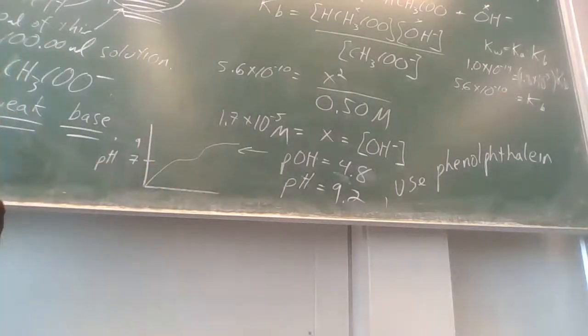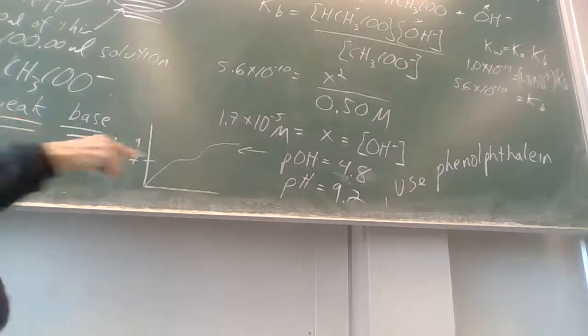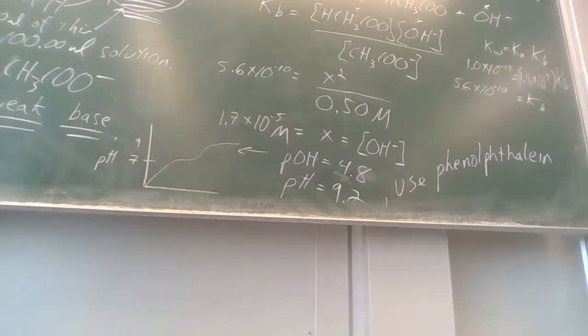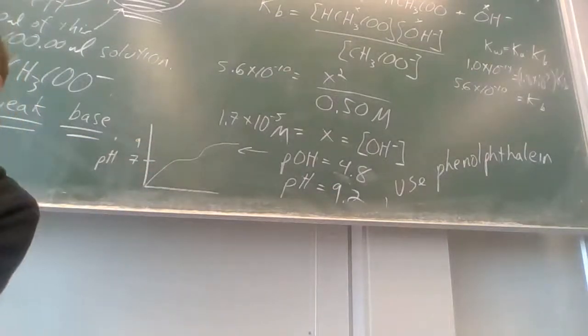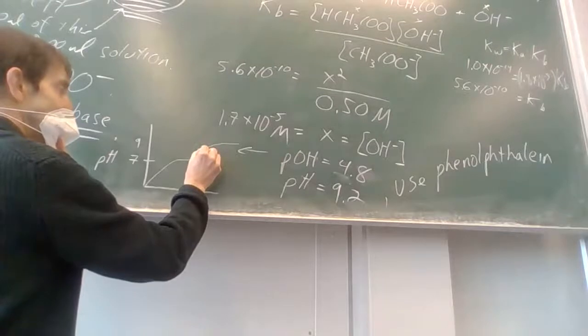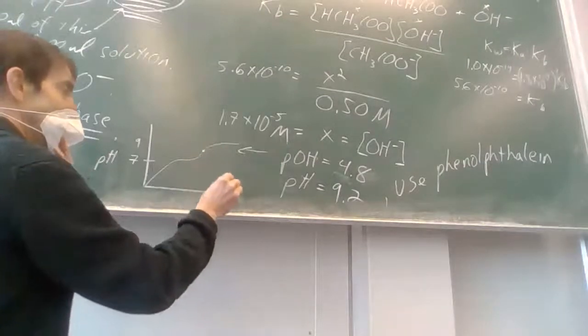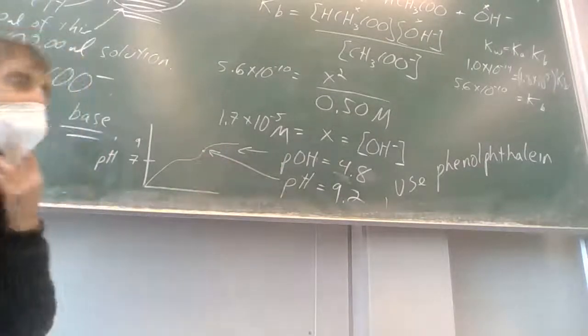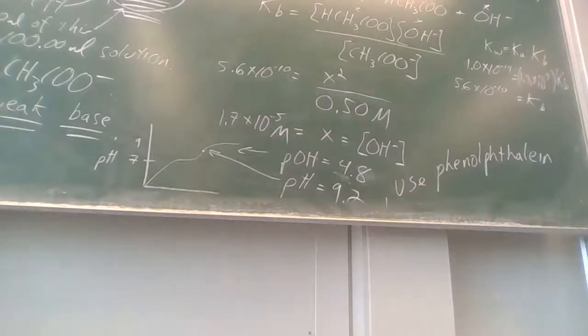So it doesn't have the same shape. It's more squished out instead of the other one that went really steep, the one we talked about with these two. That really makes it so you can use any indicator. Here, our equivalence point is right there, gang, at 9.2. And I can really only use phenolphthalein to accomplish that correctly.